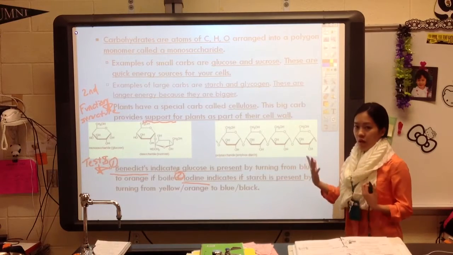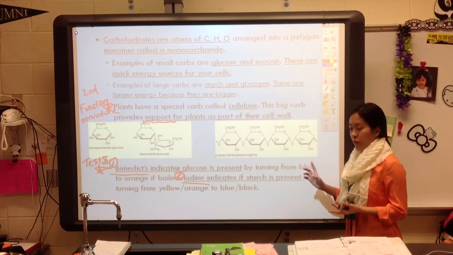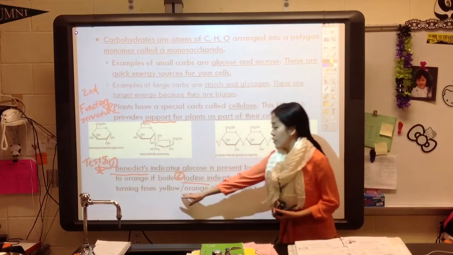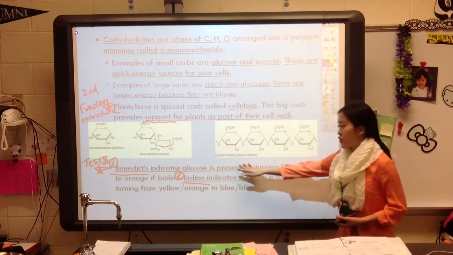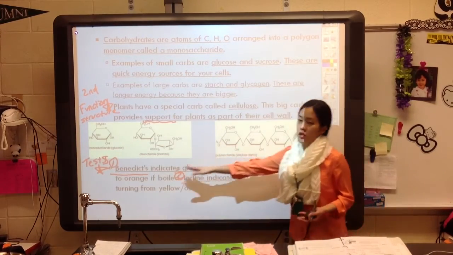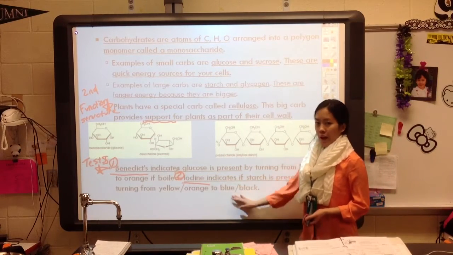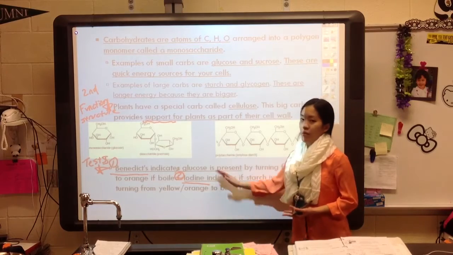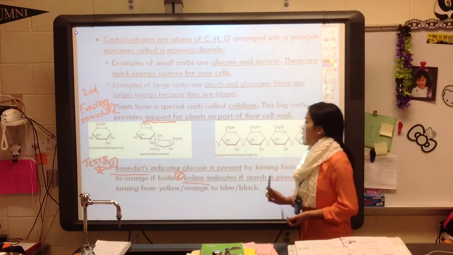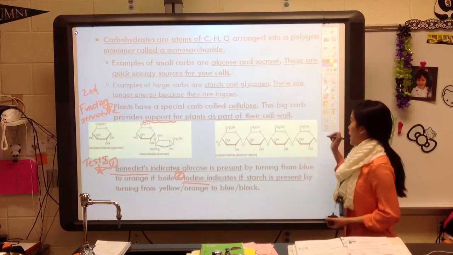They both start off as one color. They're both liquids, blue or yellow-orange. If glucose is present, we turn orange. If starch is present, we turn blue-black. So you'll also have to memorize that color change for the indicators.